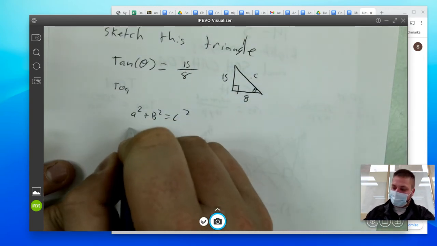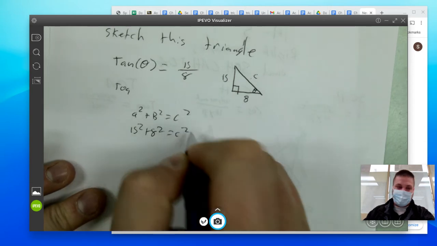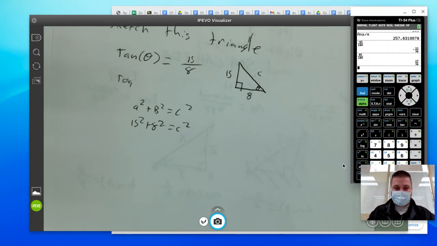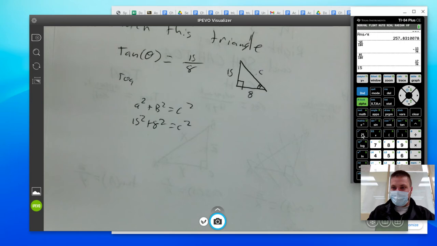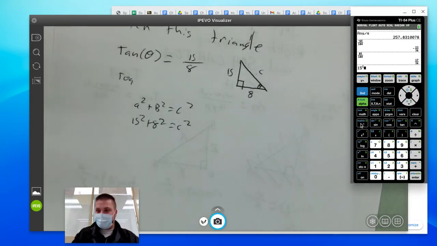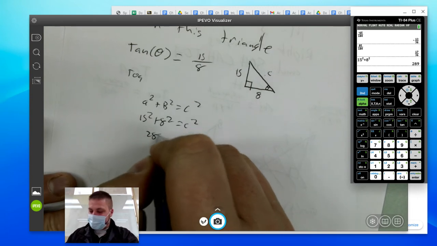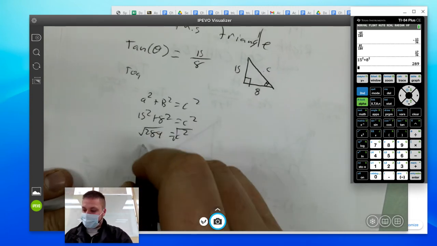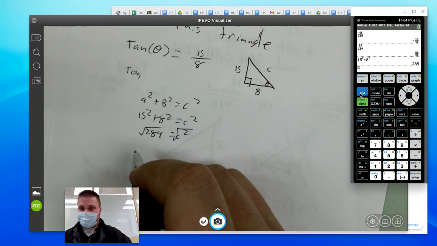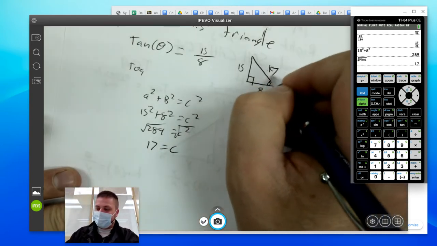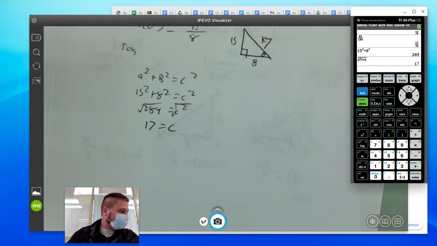So this would be 15 squared plus 8 squared equals c squared. I don't know where my calculator is right now, so we're going to use this one. Let's see, 15 squared plus 8 squared equals, so I've got that 289 equals c squared. So when I square root both sides, I want to square root that answer, and I get 17 equals c. So now I've just sketched that triangle.